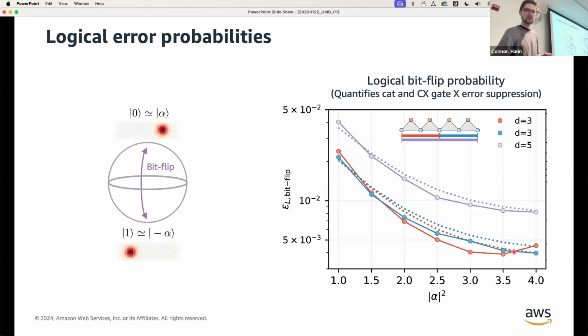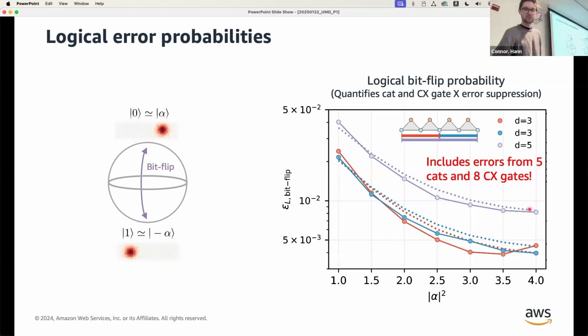You'll also notice that the logical bit flip error for the distance 5 code is higher than that for the distance 3 codes. That's again just because the repetition code doesn't provide any protection against bit flip errors. So the more cats we have, the more probable that one of them is going to have a bit flip. But even so, I think it's worth emphasizing that, say for this distance 5 line here in purple, this is essentially the sum of bit flip errors across all of the 5 different cats present in the system, as well as the 8 different CX gates in that case that we have to do to measure the syndromes.